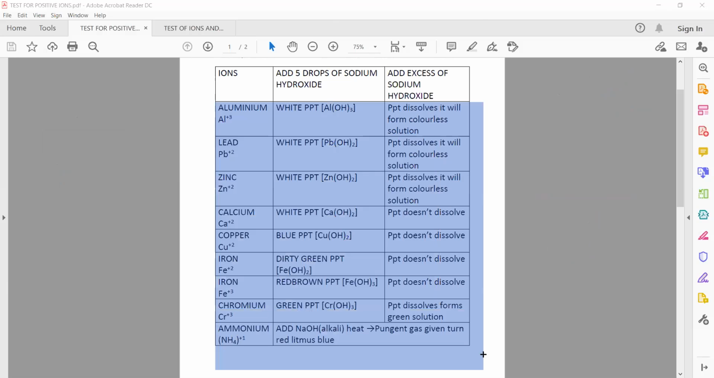There is a reason why some of the hydroxides dissolve in excess and why some of them do not dissolve in excess, but that reason is not important here. That's why you have to learn this table, memorize it. I will give an example of how you will use this table to solve questions.